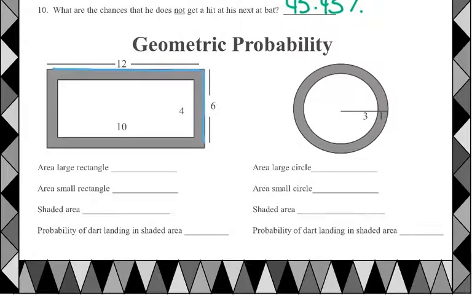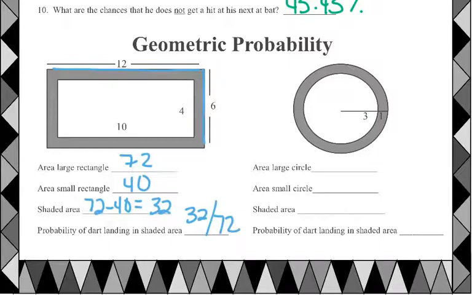You would find the area of the big shape, in this case 72. Area of the small shape is 40. You remember from geometry that you would subtract those 2 areas to get the shaded area of 32. And then landing a dart in that would be 32 out of 72, the shaded area. And this I often do as a percent. It just seems to make more sense than a fraction, like 44% chance you'd get in the shaded area.